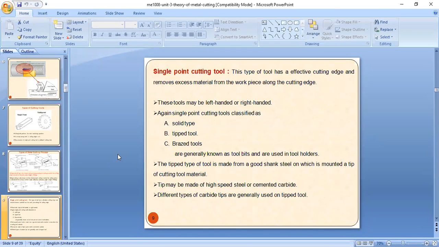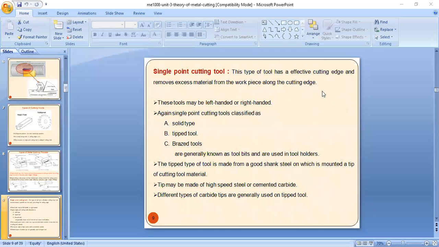A single point cutting tool has an effective cutting edge, and it removes the excess material from the workpiece along the cutting edge. Yesterday, regarding screw threads, I told you about the left hand thread and the right hand thread. Like that we have left handed and right handed tools, just like human beings: some write with the left and some with the right. And single point cutting tools are classified as solid type, tipped tool, and brazed tools.